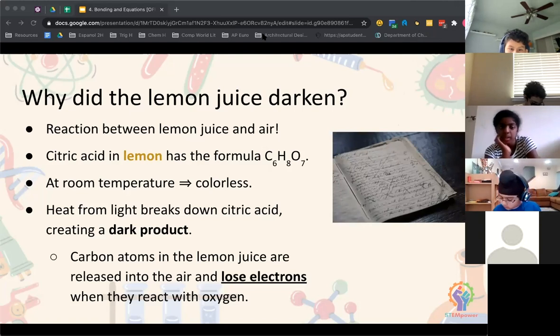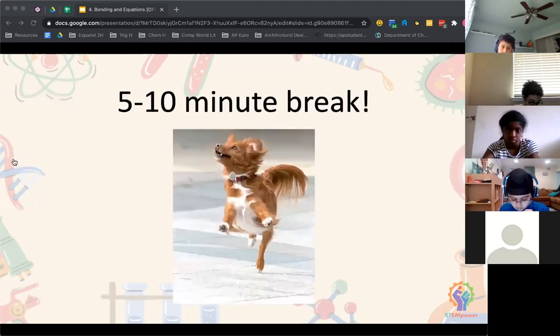So is the experiment working for anybody? For me, it provides more shadow, so I can see the writing more clearly. I didn't see it darken that much. That's interesting. Yeah. I'll tell the experiment designers that. All right. So I think the experiment didn't really work, but that's fine. I thought it was kind of fun anyways. So we'll move on to our 5 to 10 minute break.